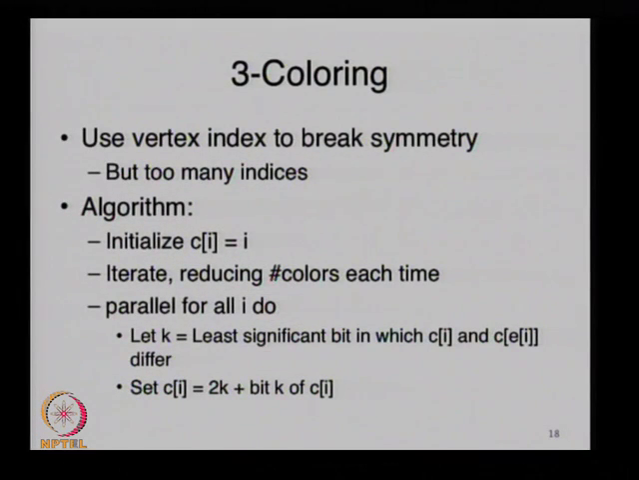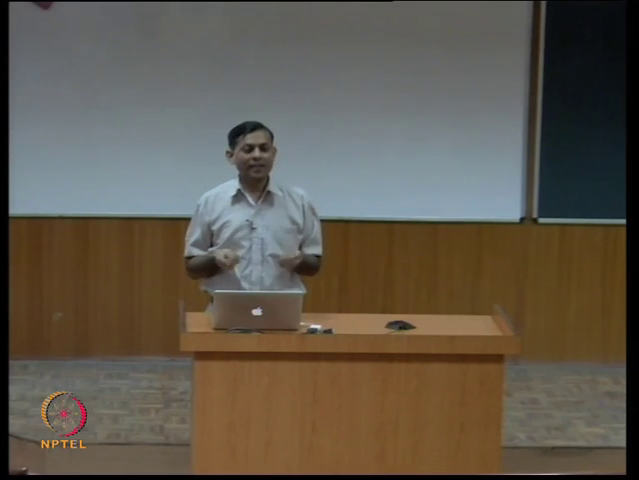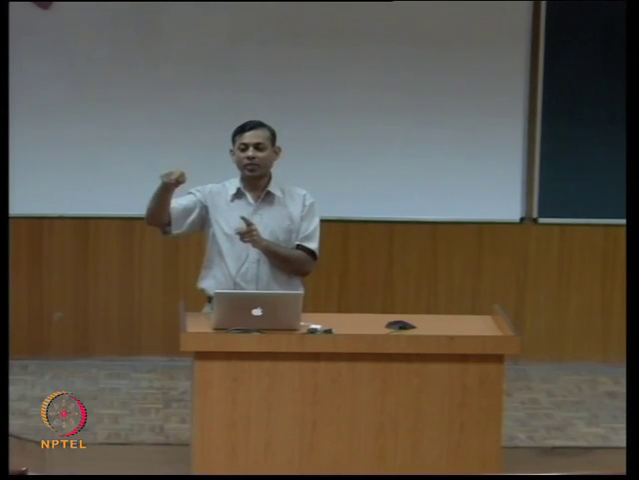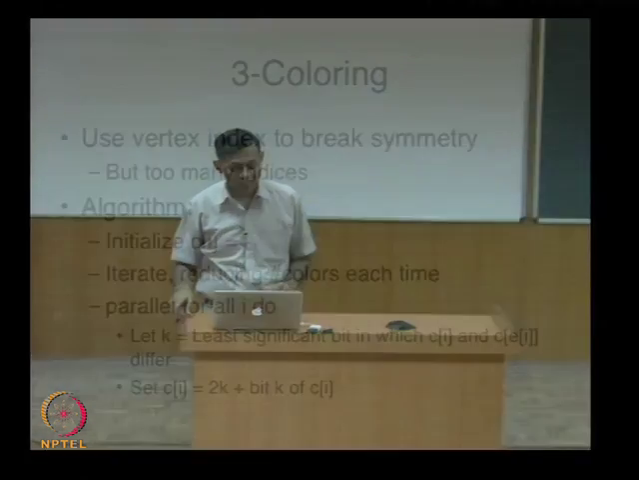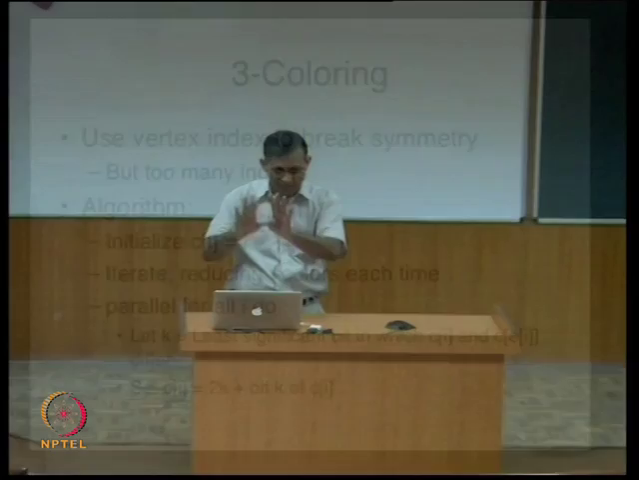And we'll say, let's look at the bit patterns of those two colors, and scanning from the right, find the first one that is different. Suppose that is K, starting at 0. If the first one is different, it's 0. Third one is different, it's 2, and so on. We're going to assign to you a color of 2 times K plus your bit where you are different. Okay? So that's 2K plus bit K of your current color. Before we talk about why, is the process clear?